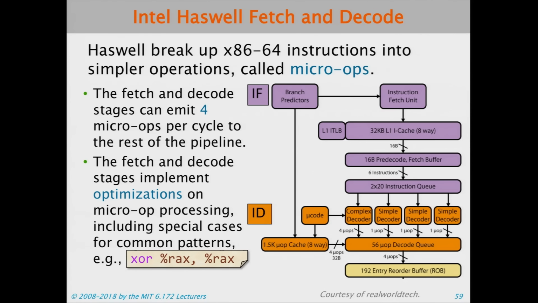The fetch and decode stages implement optimizations on microcode processing, including special cases for common patterns. For example, if it sees the XOR of RAX and RAX, it knows that RAX is being set to 0. It doesn't even use a functional unit for that. It just does it and it's done. It has special logic that observes that because it's such a common thing to set things to zero.